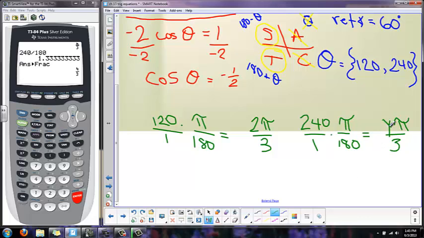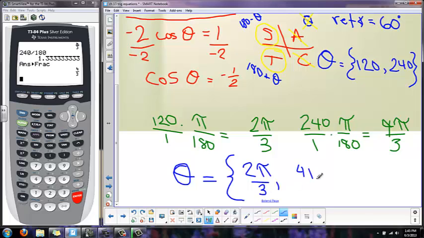That's supposed to be a 4. That looks like a y to me. Okay. So my final answer, theta is equal to, make a nice bracket, 2 pi over 3, comma 4 pi over 3. Okay? So that's where theta is a solution to the equation above. Alright?